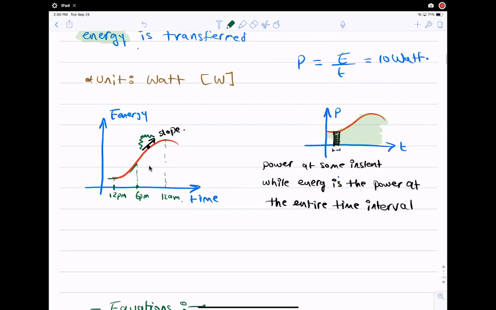So if the graph is like this shape, this is more inclined than this one, right? Or this is less inclined. So this has a higher power, this has a lower power, if this is the graph of what? Of energy versus time.